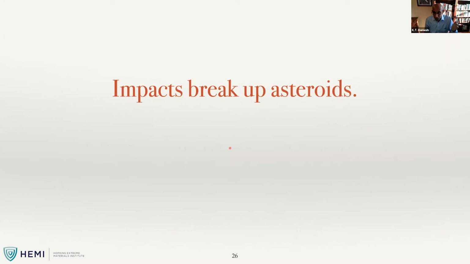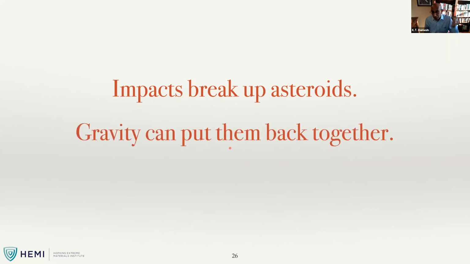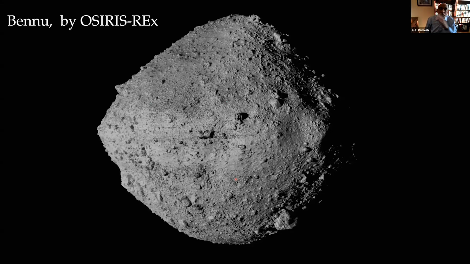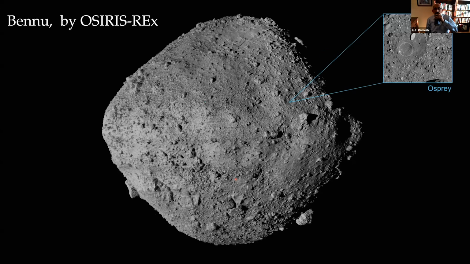Okay, so let me try to bring those ideas together. Impacts can break up asteroids. Gravity, though, can put them back together. And so what that means is you'll have lots of asteroids that are broken up, that creates rubble. But then those rubbles are brought back together. We call that a rubble pile. And then you also generate a lot of dust, very fine fragments. So here's a rubble pile. This is the asteroid Bennu that we started talking about at the very beginning of the lecture. This is a movie taken by the OSIRIS-REx mission.